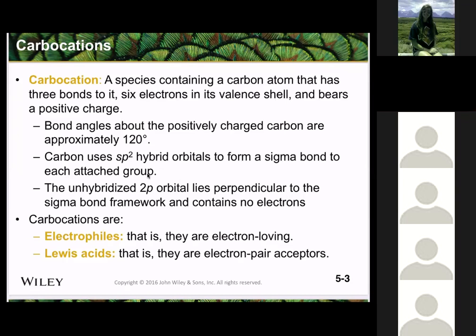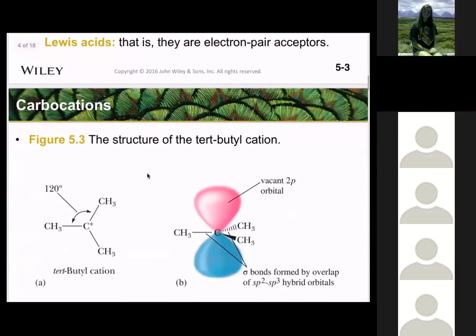The idea that that p orbital is above and below the trigonal planar, those 3 sigma bonds, is important. Because we have a positive charge on carbon, they are electrophiles. Because they are electrophiles, that also means they're Lewis acids. They're willing to accept an electron pair. So electrophile and Lewis acid are synonymous. Sometimes I'll use electrophile, sometimes I'll use Lewis acid, but they are the same thing.